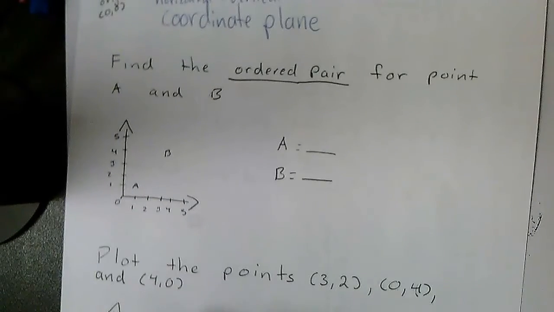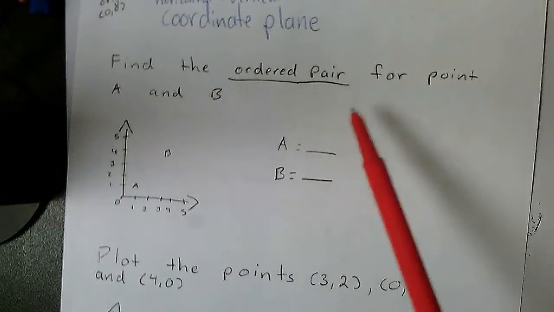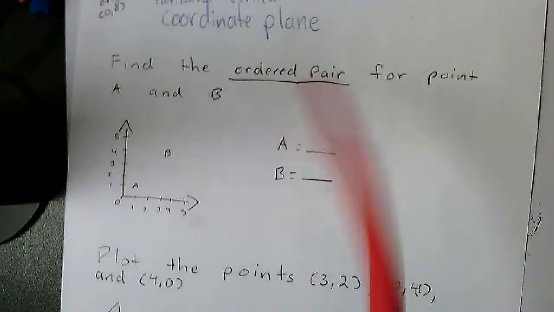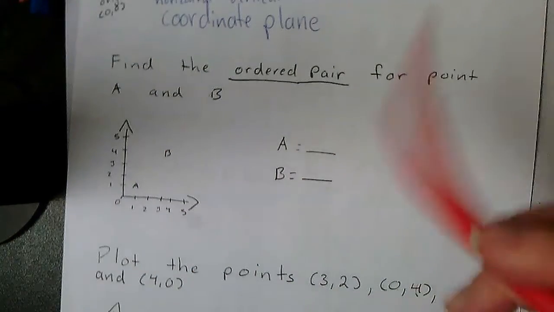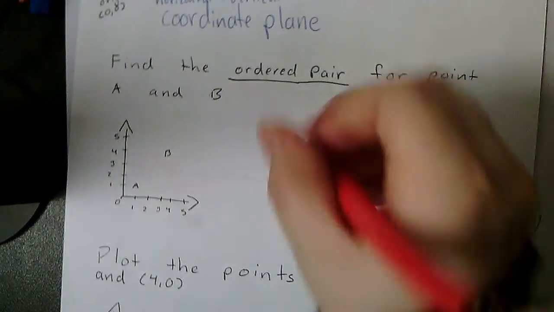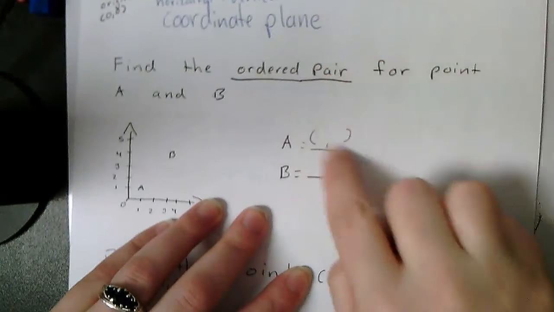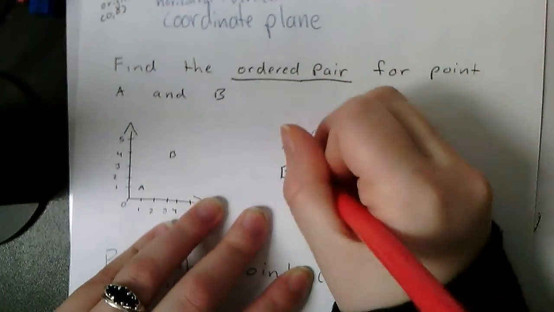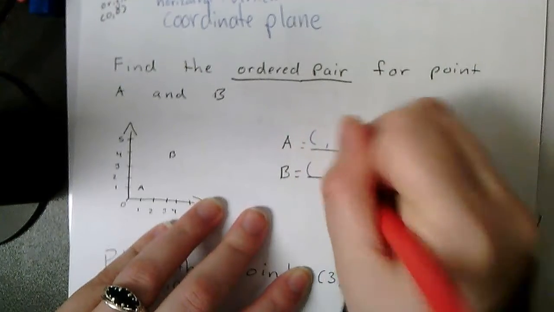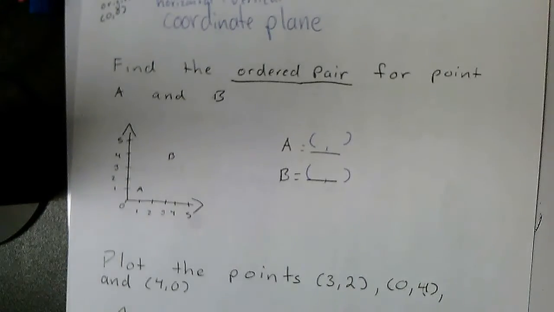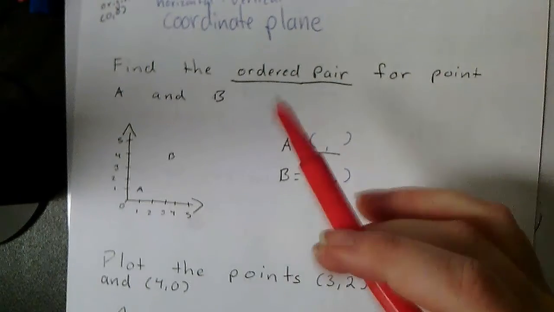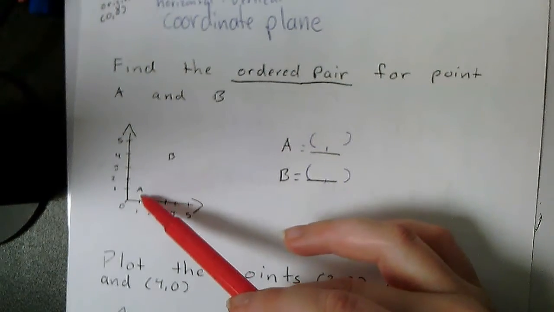For our first example, we're going to be looking at finding the ordered pair for points A and B. Whenever I have problems like this and I ask for an ordered pair, I know that my answer is going to be in parentheses with a comma separating the two numbers. I'm just going to set that up right now so I can make sure that I write my answer correctly. And we're going to start with point A. Point A is located right here.